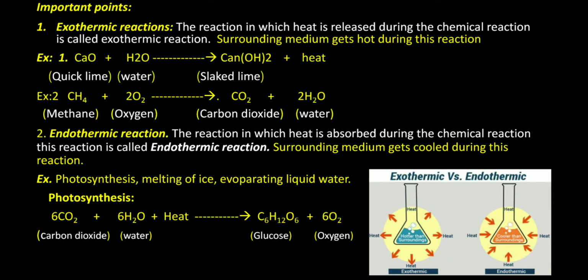I have given one example. CaO, calcium oxide. This is called quicklime. It reacts with water, H2O, and then there is a formation of calcium hydroxide, Ca(OH)2. Sorry, there is a mistake. It is Ca(OH)2. Plus a huge amount of heat is liberated.